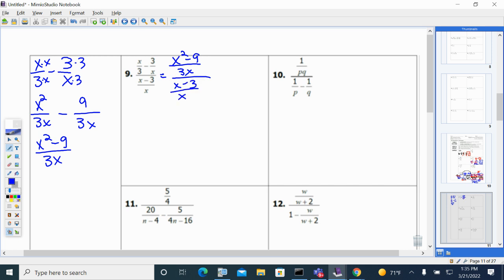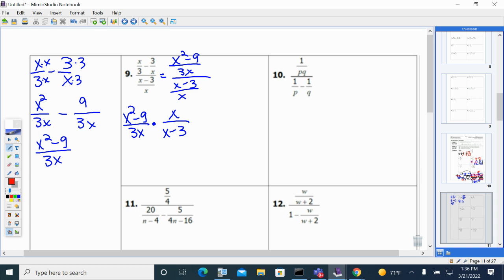Okay, and we're going to do just like we did on the first few. We're going to keep it, change it, and flip it. Then to simplify, you want to factor anything that can factor. So the x squared minus 9 is going to factor into x plus 3 and x minus 3.